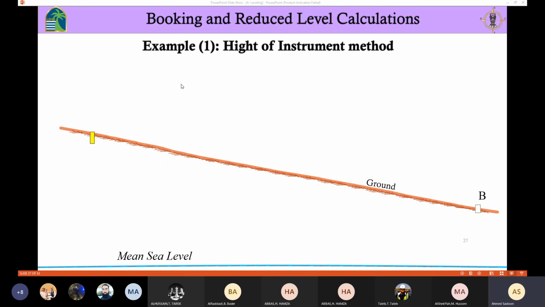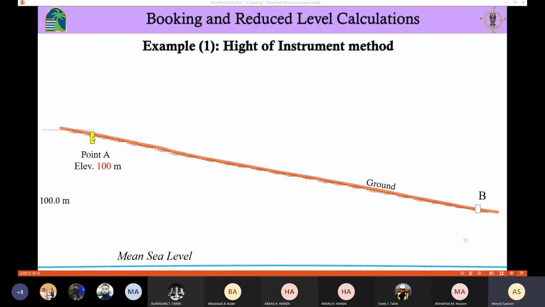So here we have this example, example 1. In this example, we need to know the elevation of point B. So here we have point B. We need to know the elevation of the point B. Of course, all my measurements are going to be made with reference to the MSL. But we know that this is not possible. That is why we have a benchmark. So I need to look for a benchmark.